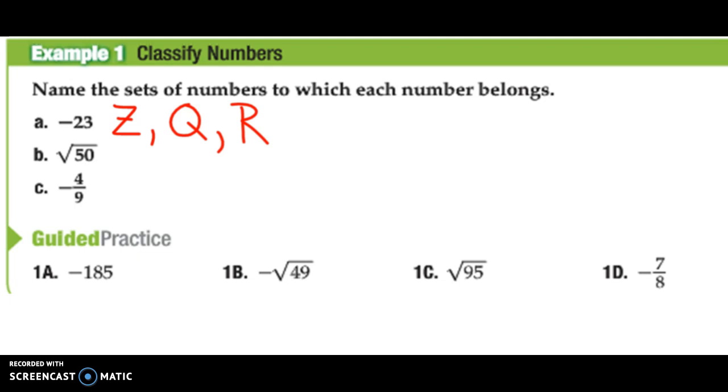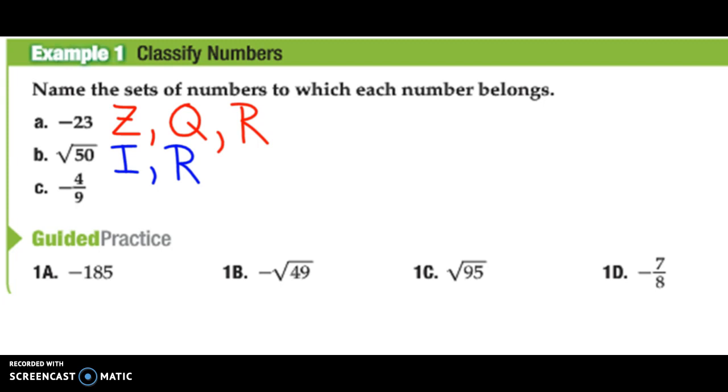Let's look at letter B, the square root of 50. Now the square root of 50 is not a perfect square. So if I was going to take the square root of this on my calculator, it would be some long decimal. So what that's going to end up being is an irrational number. Use I for irrational. And if it's irrational, then it's also real. Okay? So I, R: irrational, real.